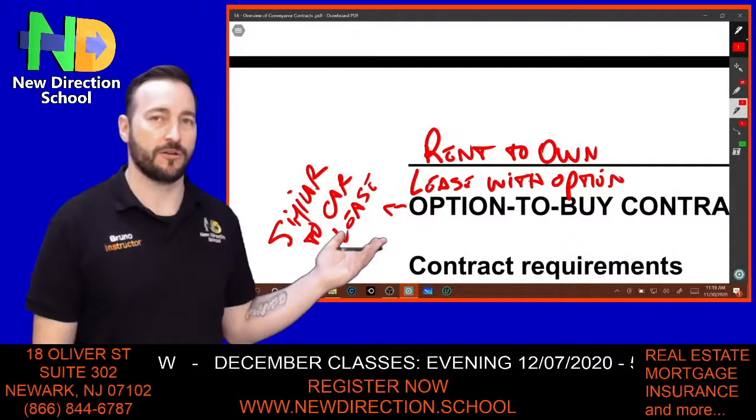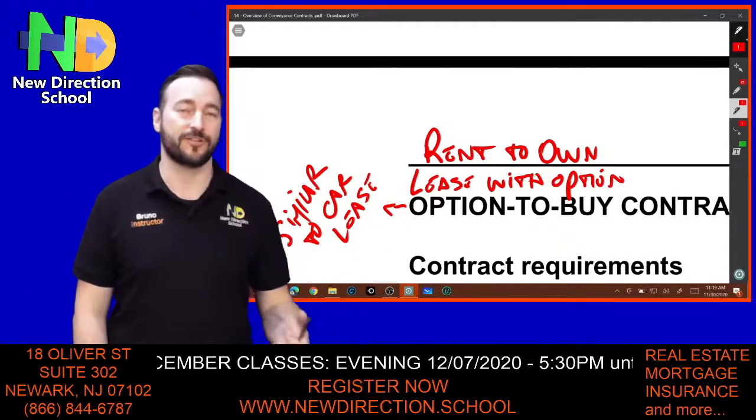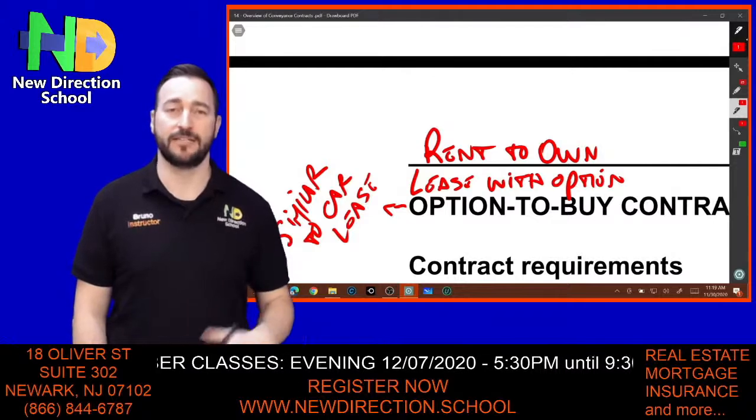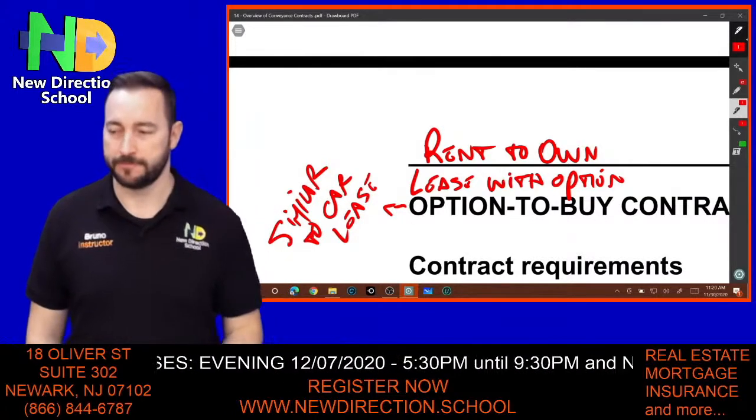Think of it as a car lease. You test drive it for 3 years. You test drive the house. If you like it, at the end you buy. If you don't like it, walk away. Simple.